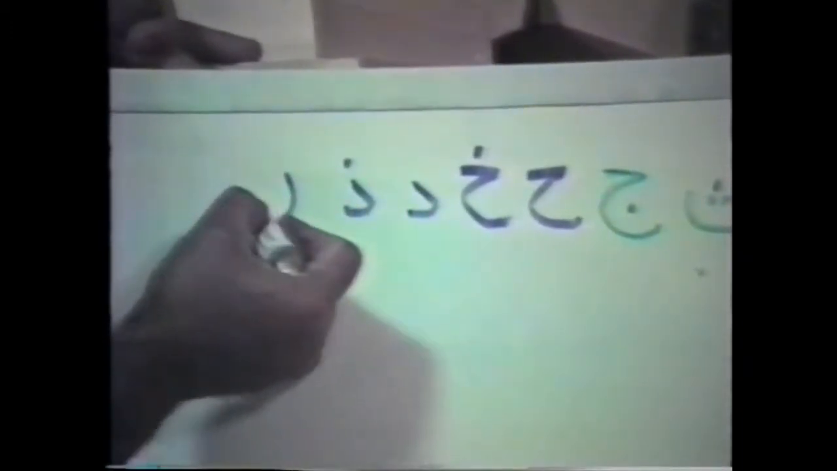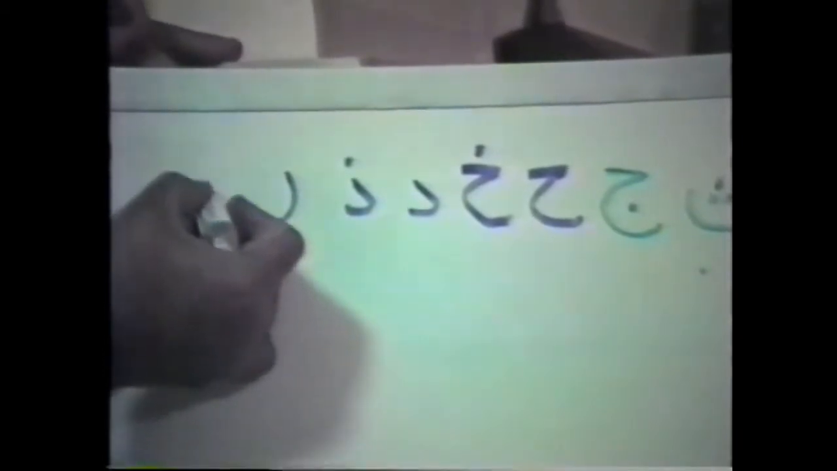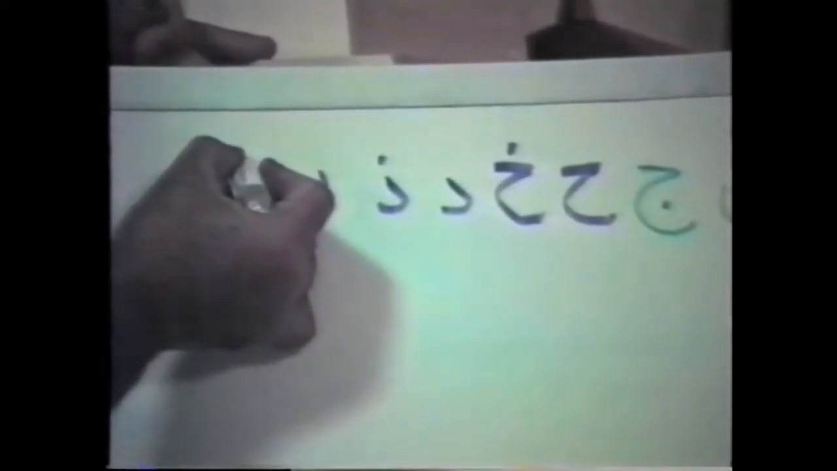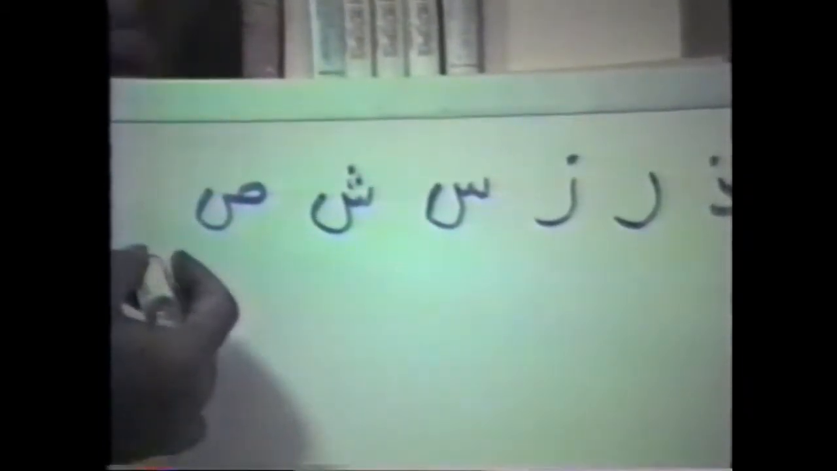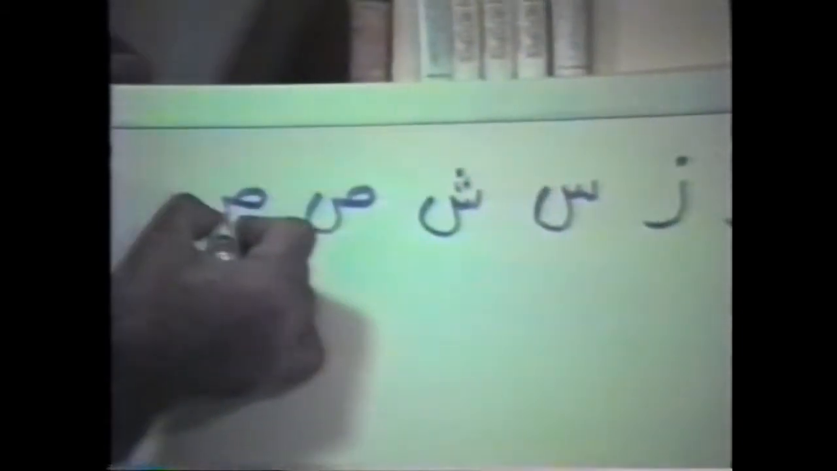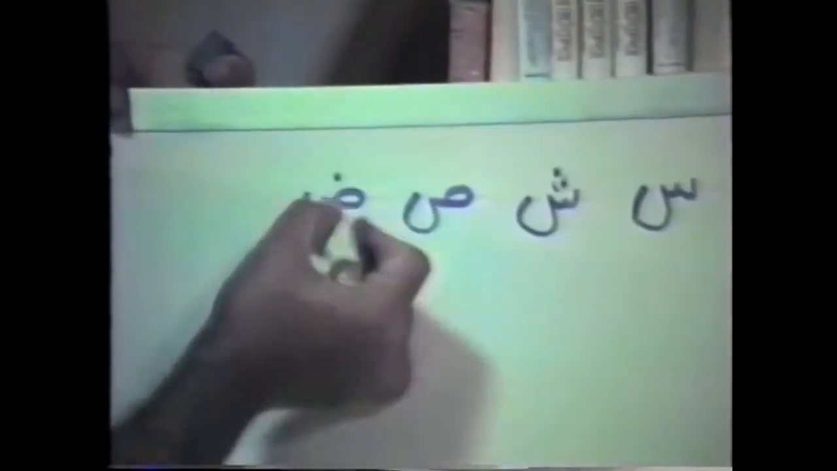Re, Ra, equivalent to R. Zain, equivalent to Z. Sin, equivalent to S as in Sam. Sheen, SH. Saad, a heavy S as in Sam. Dad, a heavy D as in David.